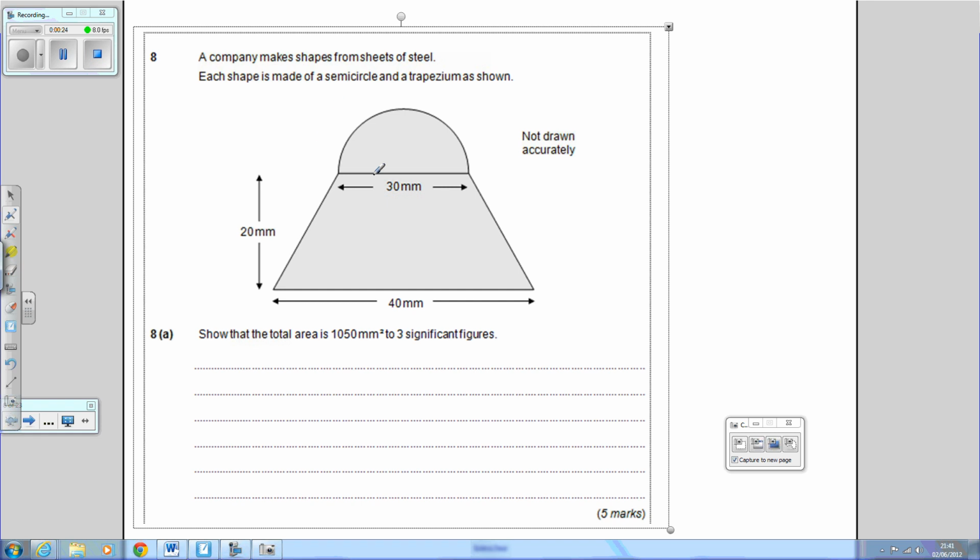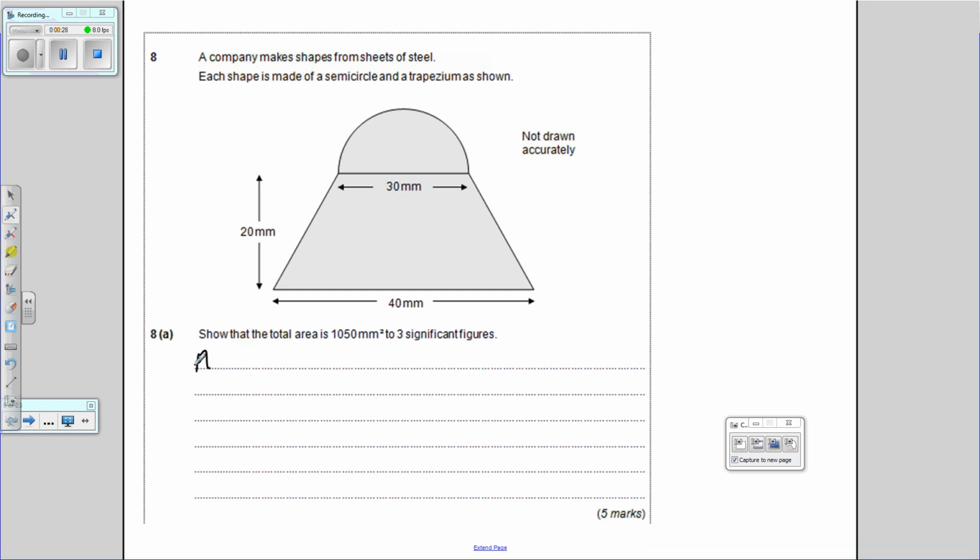So the first bit, if we do the area of the semicircle, well, area of circle is pi r squared, sounds like area to me. But we will have to half it. So pi multiplied by the radius. The radius of this whole circle wouldn't be 30, that's the diameter. The radius would be 15. So pi times 15 squared, but then we'd have to half it because we just want the semicircle.